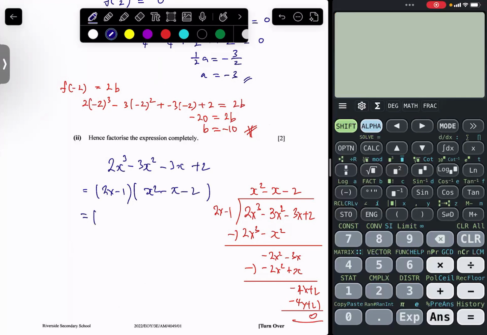So that will be (2x minus 1) times (x squared minus x minus 2). Factorizing this, we'll have (x minus 2)(x plus 1).